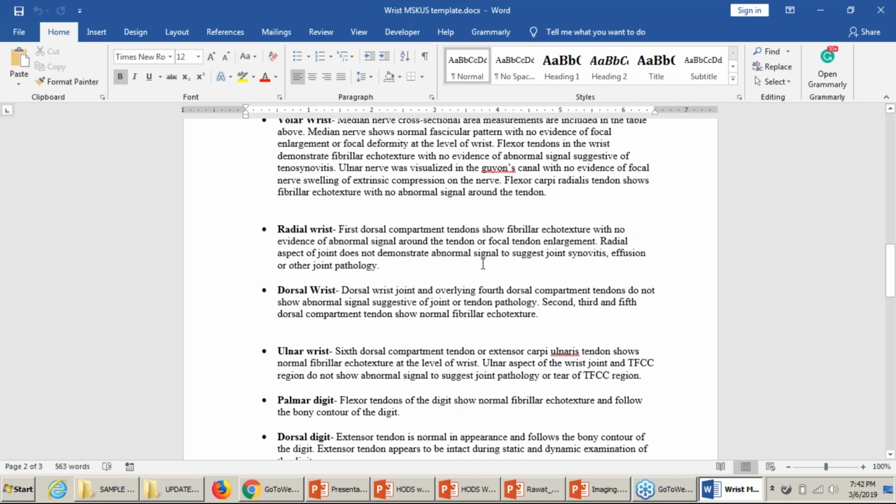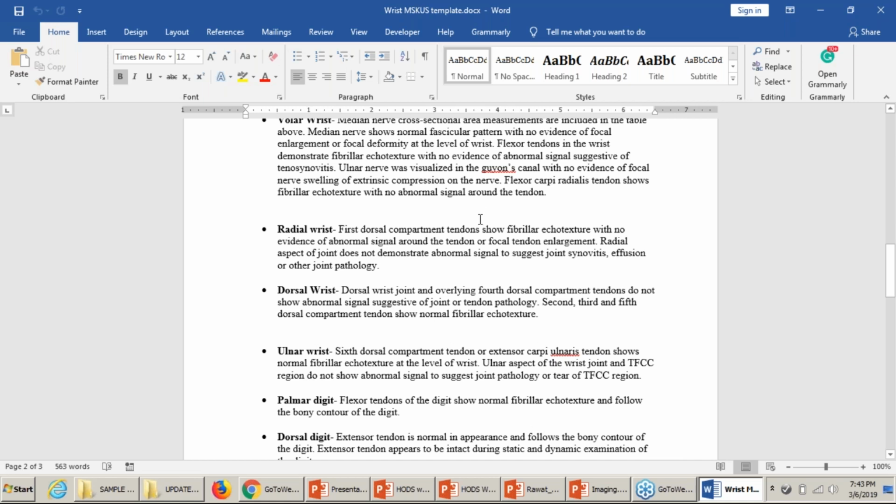Then everything from second dorsal compartment to fifth dorsal compartment is in the dorsal wrist. We don't have to check all 6 dorsal compartment tendons in every wrist. Whichever compartment is relevant to you, you scan that. Important ones are first, fourth, and last, sixth. And that includes radial side, dorsal side, and ulnar side.